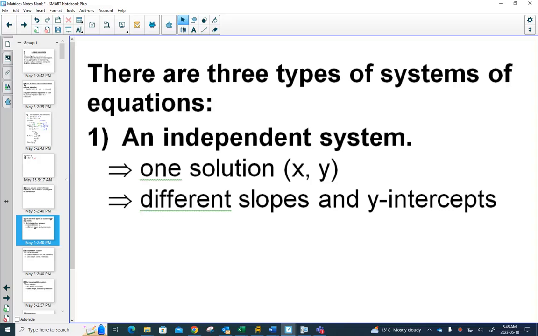So you have different slopes. They could have the same y-intercept. I guess technically we can put a line through this, because you could have two lines with the same y-intercept, and that just happens to be where they cross. It is important that they have different slopes.